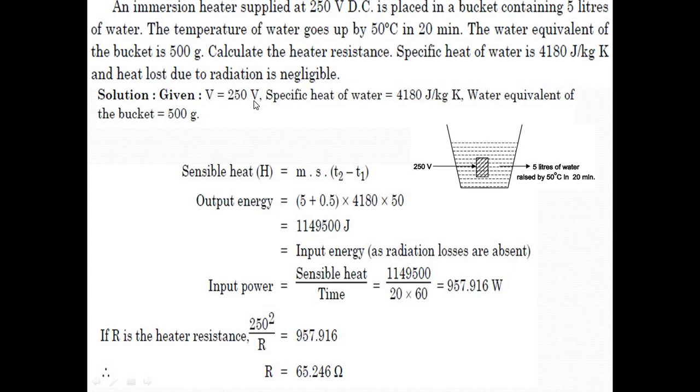Now voltage is given. First we have to calculate the sensible heat, that is the thermal energy, the output energy. It is the mass of water plus water equivalent of the bucket, into specific heat capacity, into change in temperature. Then find the input power, which is the electrical power. After getting the electrical power, here the voltage is given, and we got the value of power. Find the resistance, so write the power in terms of V square upon R, and we got the value of R here.